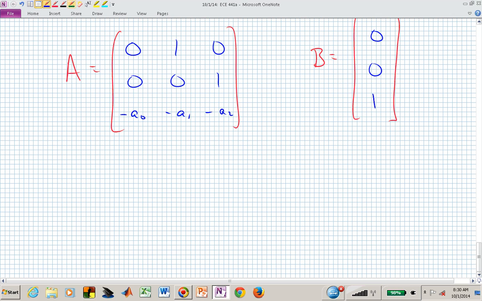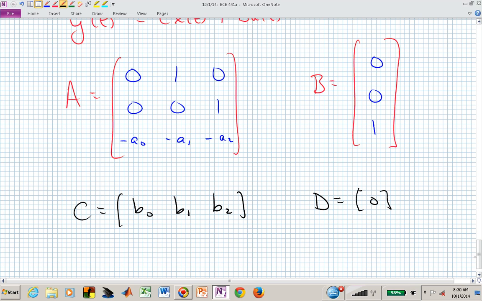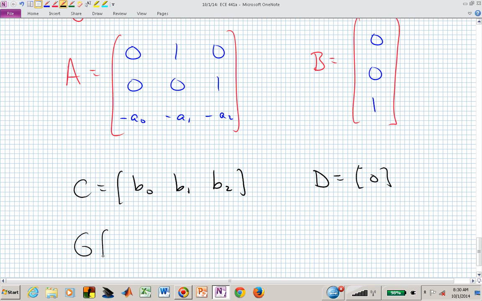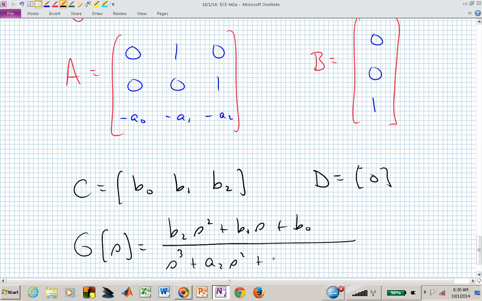And again, just for summary, C was b sub 0, b1, b2, D was 0. And now can you see, if somebody gave you a transfer function, what did we start with? Our G of s was b sub 2 s squared plus b1 s plus b sub 0 over s cubed plus a sub 2 s squared plus a1 s plus a sub 0.